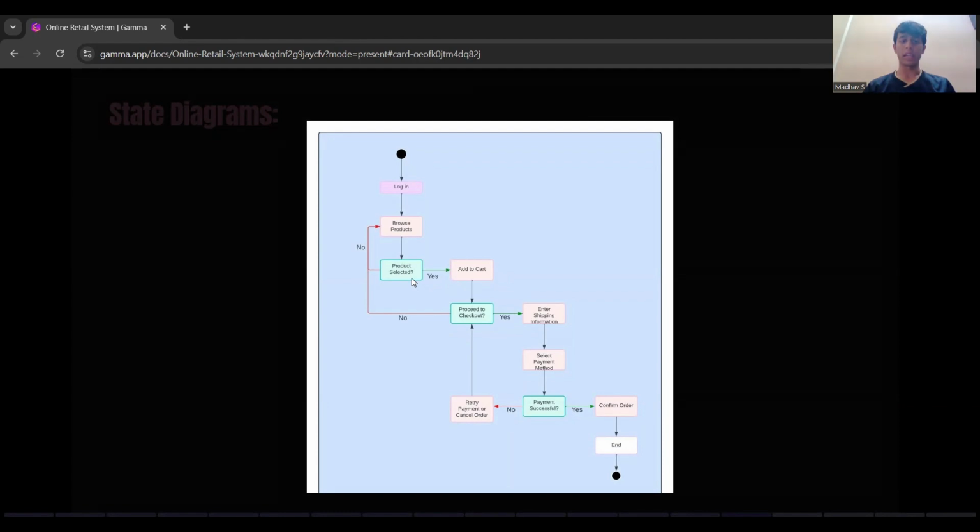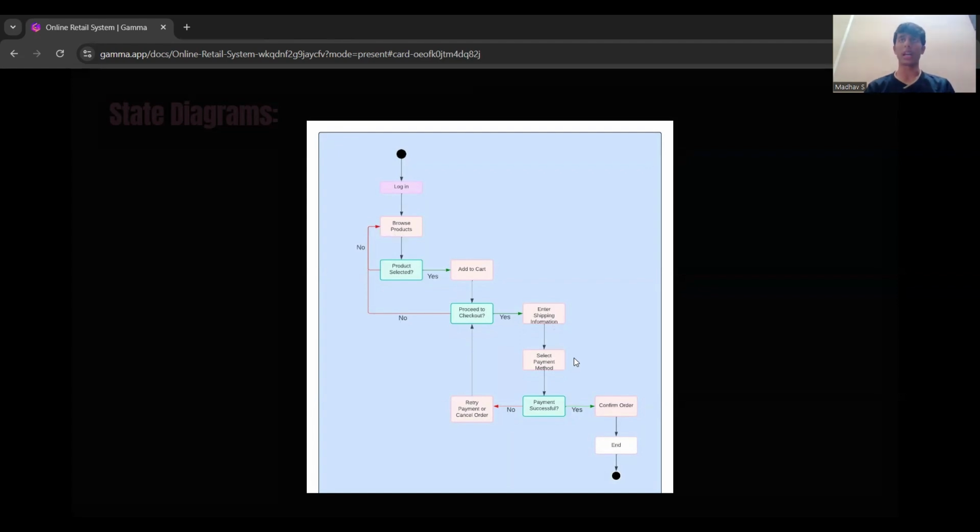If the customer didn't like the product, he can again go back to browsing the product. So once the customer adds the product to the cart, he is given an option to check out. If the customer wishes to check out, he or she can give the shipping information. If the customer does not proceed to check out, it again goes back to browsing products all from the scratch. But if the customer enters shipping information, the customer gets an option to select the payment methods.